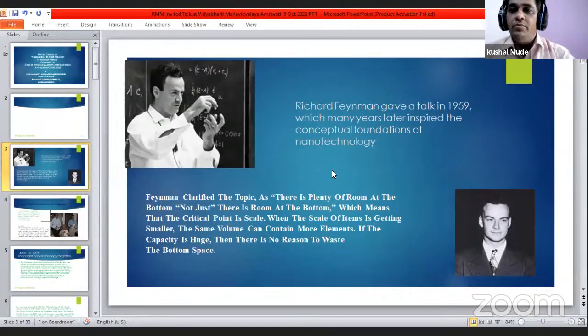So when we are talking about the contributors of this field, Richard Feynman gave a talk in the year 1959, which many years later inspired the conceptual foundation of nanotechnology. He was a very young man at that time. Again, after 20 to 30 years, he delivered a talk on that. I think Professor Dhadesar already covered the Feynman part in the previous slides. Feynman clarified the topic: there is plenty of room. See, everyone knows the basic concepts and Feynman's contribution. But whenever we are talking about any topic, the main contributor worldwide is Richard Feynman. So salute to this great man in our scientific community.